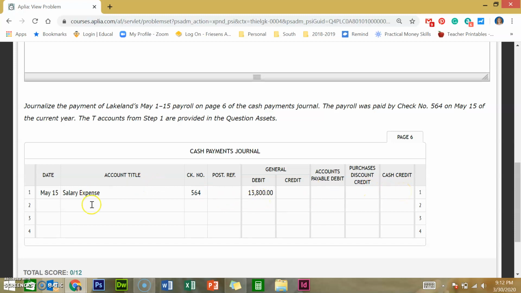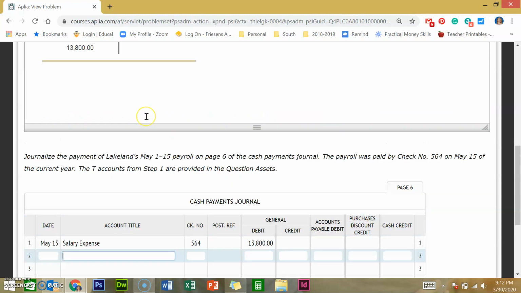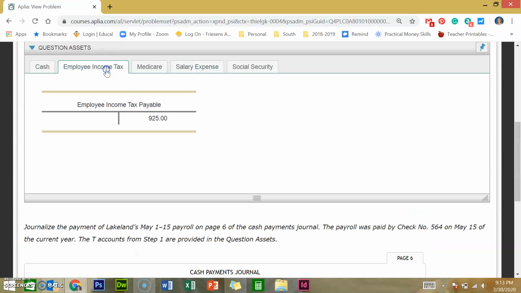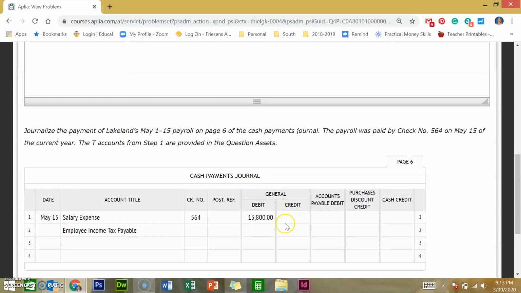That's our first one. Now, you could go over here and do your cash credit. I never do that. I always list my other credits first. So I'm going to start with, do they not want federal income? Oh, employee income tax payable. Income tax payable, and that credit is for 925. I always want to call it federal income tax payable, but I forget when we're doing this because as a business, we also will have to pay federal income taxes eventually. So that's why we call it employee income tax payable.